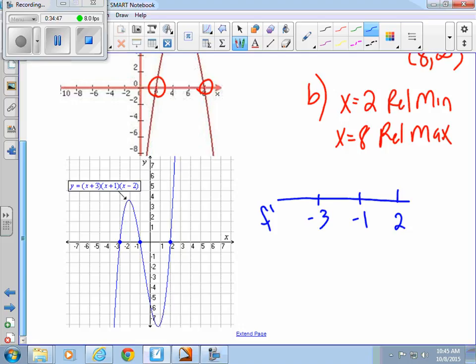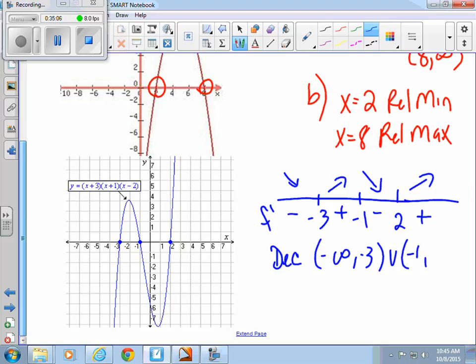Before -3, we are negative. In between -3 and 1. Okay, so I'm decreasing, increasing, decreasing, increasing. So my intervals of decrease are from -infinity to -3, -1 to 2. My intervals of increase are from -3 to -1 and 2 to infinity. Oh, it's backwards because this is the derivative.